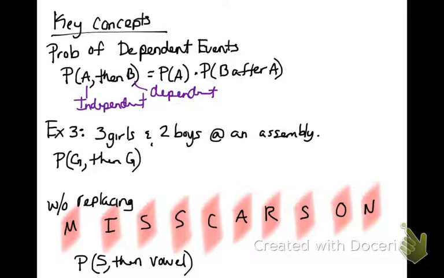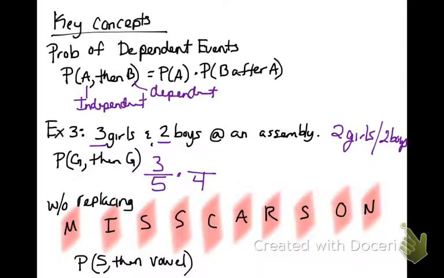I have 3 girls and 2 boys at an assembly. What is the probability of picking a girl, then a girl? Okay, so first of all, how many kids do I have altogether? 3 plus 2, which is 5. I have 5 kids altogether. Now, what's the probability of me picking a girl at first? I have 3 girls, so that's the first probability. Now, I took out 1 girl, so now I have 2 girls left and 2 boys left. So I have 4 kids to choose from this time.